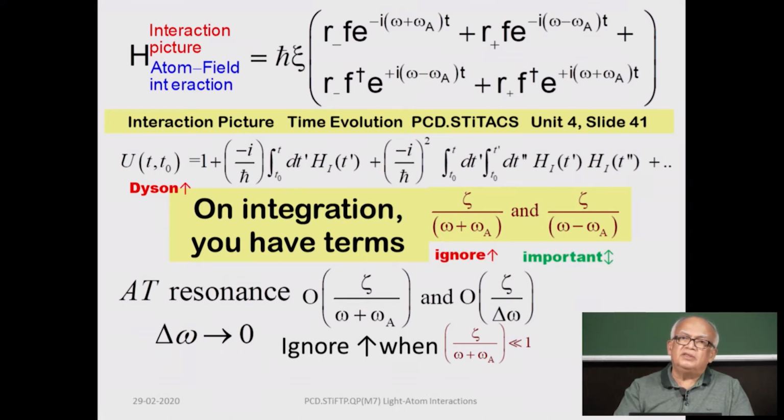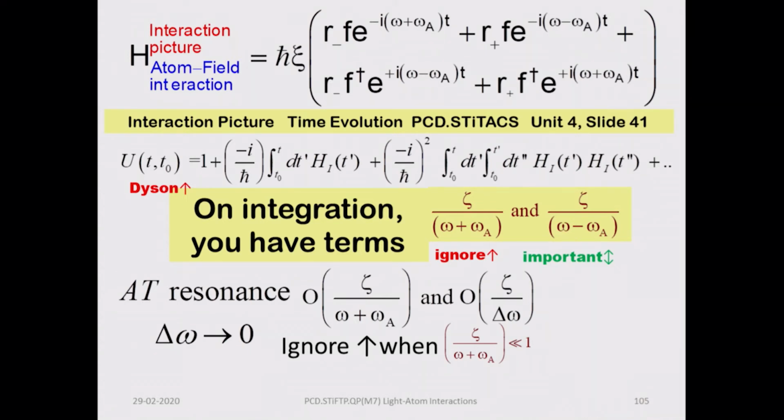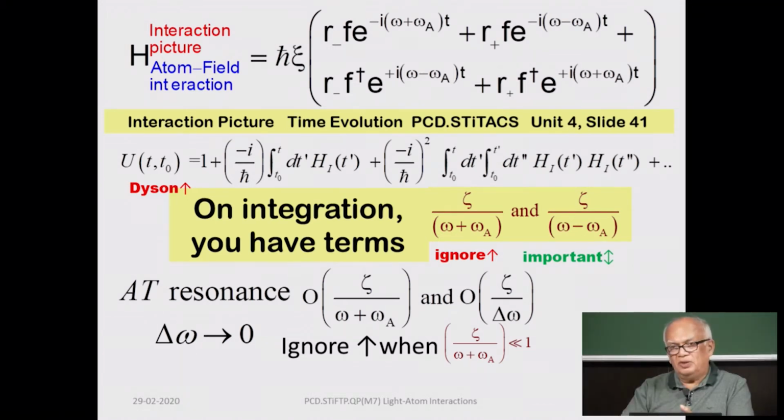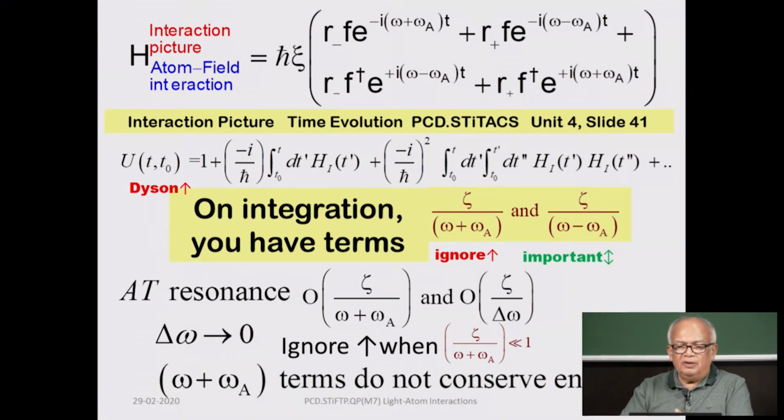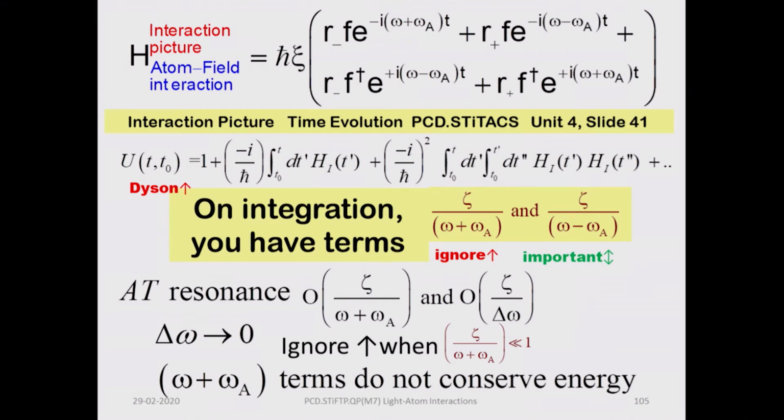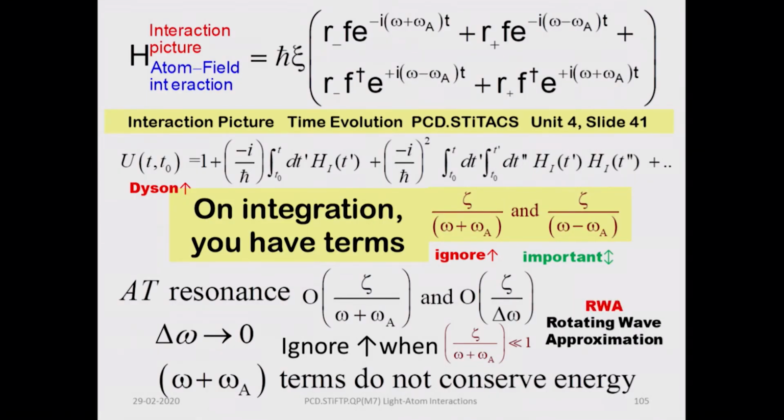You ignore the terms where you have omega plus omega_a in the denominator, and you retain the terms where you have the difference between the two energies in the denominator. So, this is obviously an approximation, okay? What you are ignoring are the off shell terms, what you are retaining are the on shell terms. So, this is what is called the rotating wave approximation.